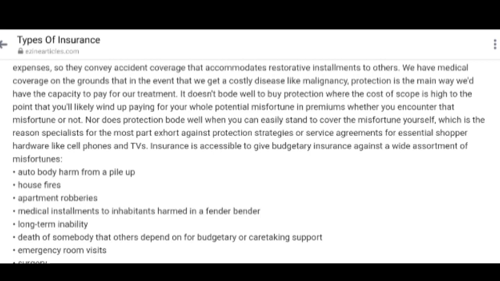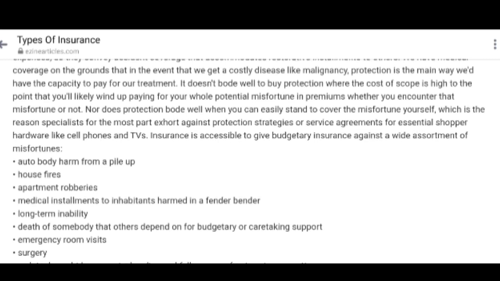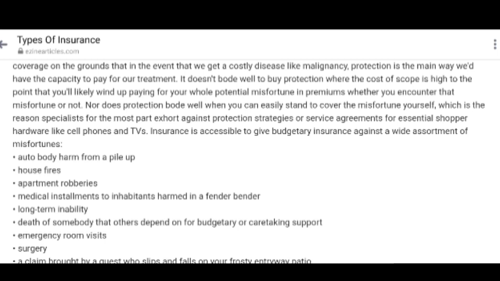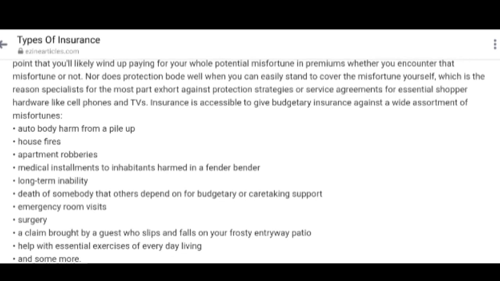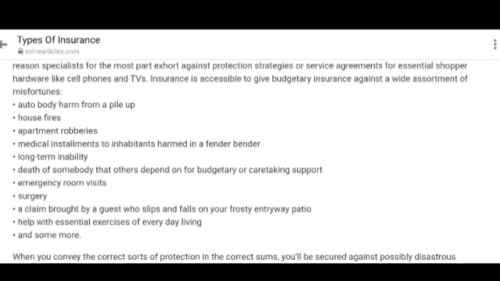We have medical coverage in case we get an expensive disease like cancer; the only way we could pay for our treatment is with insurance. It doesn't make sense to buy protection where the cost range is so high that you will likely end up paying for the whole potential loss in premiums whether you experience that loss or not. Nor does protection work well when you can easily afford to cover the loss yourself, which is why experts for the most part advise against insurance policies or service agreements for basic consumer hardware like phones and TVs.